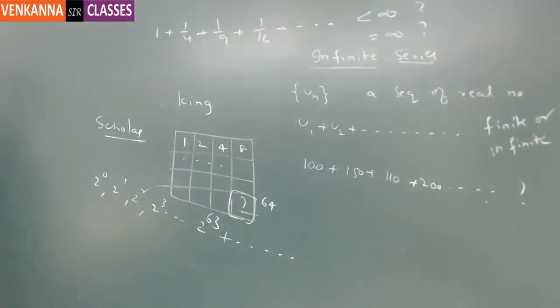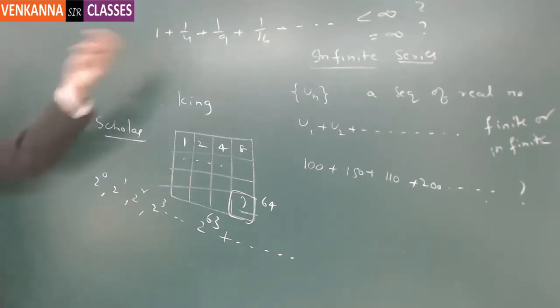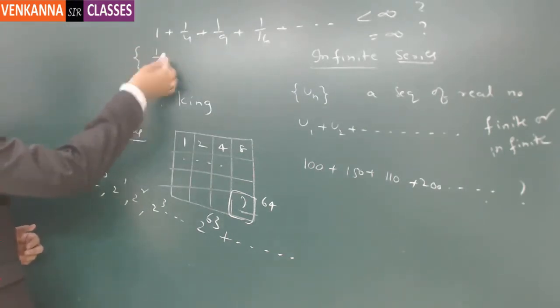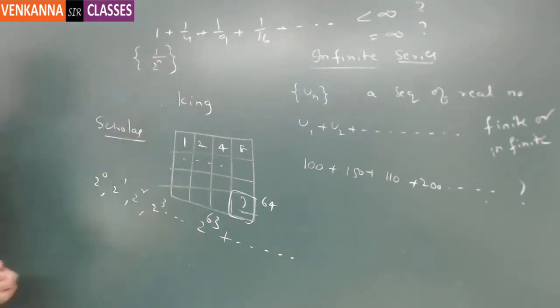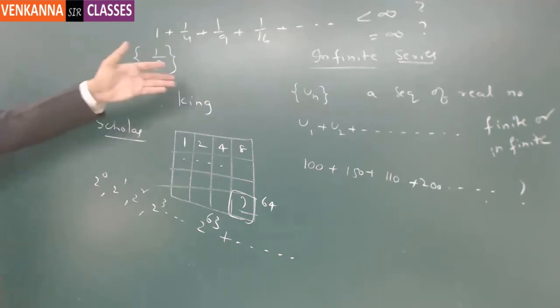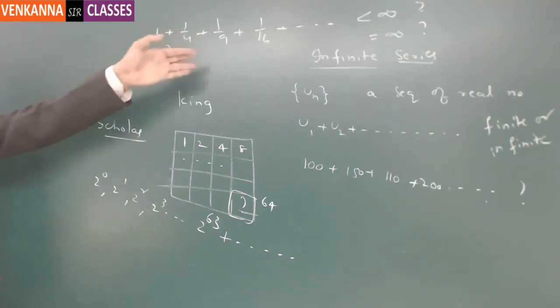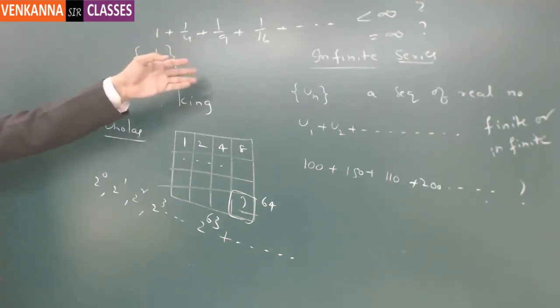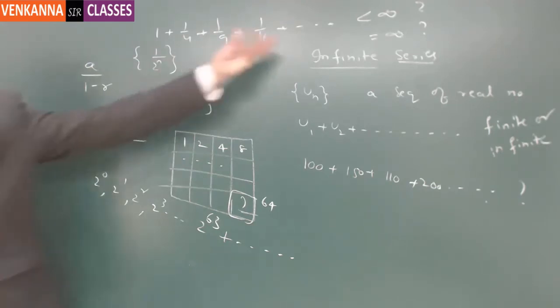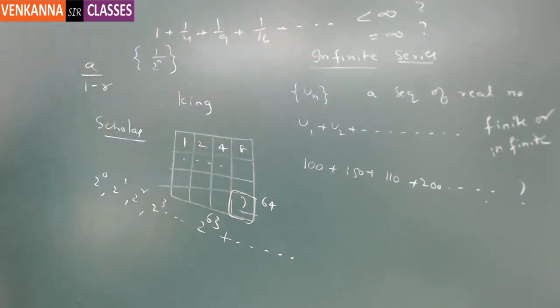So what happens? You check the pattern of the sequences. It is of the form 1 by 2 power n. Since it is convergent, for it is a geometric progression. For the geometric progression, sum of the infinite series, we have a formula a by 1 minus r. So by applying the formula, you can say that this is the value of the sum. Am I correct here?